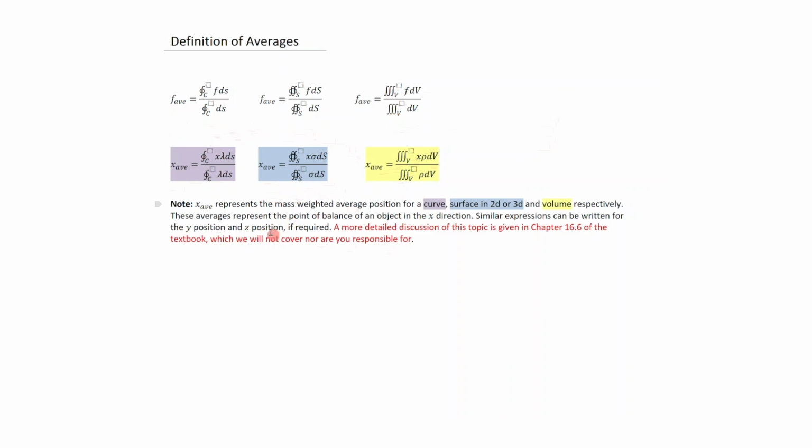If it's a two-dimensional object, then you'd also have an expression for y here. If it's a three-dimensional object, you would have expressions for y and z as well. So there'll be an x average, a y average, and a z average. These are things we're not going to be looking at. The mathematics is straightforward. However, a more detailed discussion of this topic is given in chapter 16.6 of the textbook, which we will not cover, nor are you responsible for it.